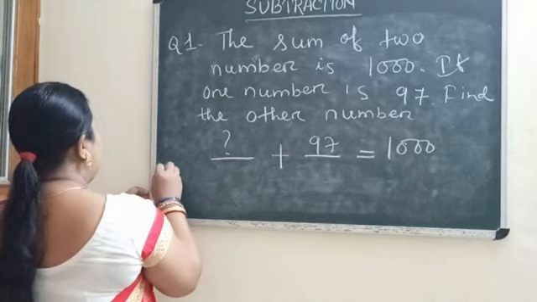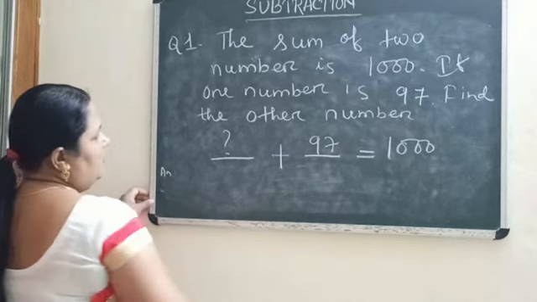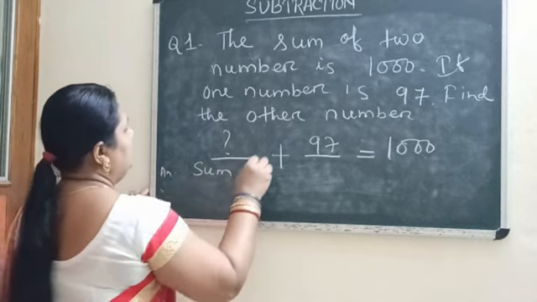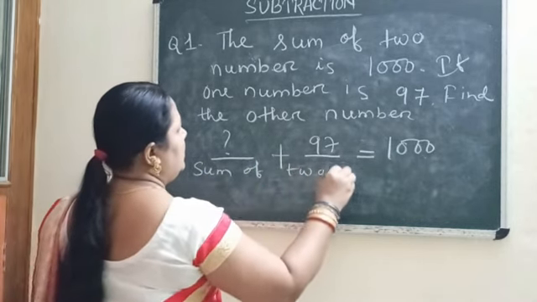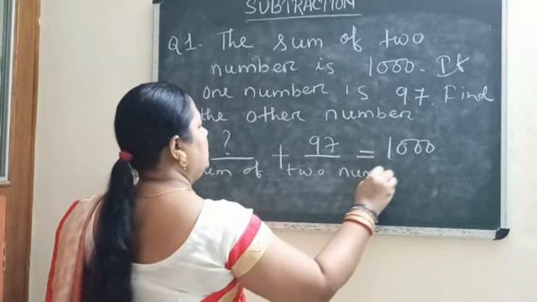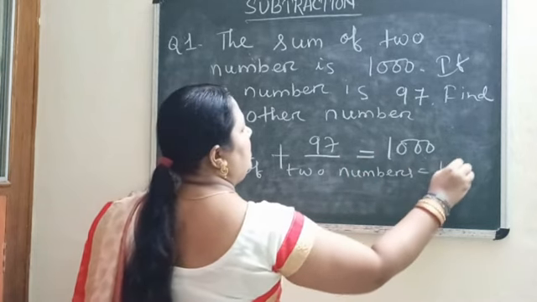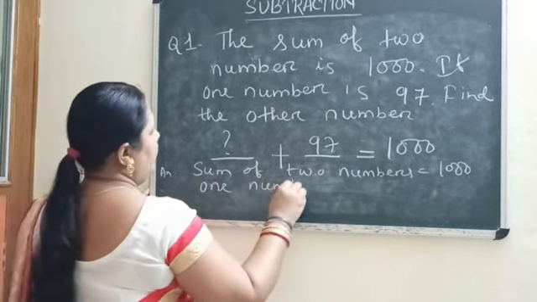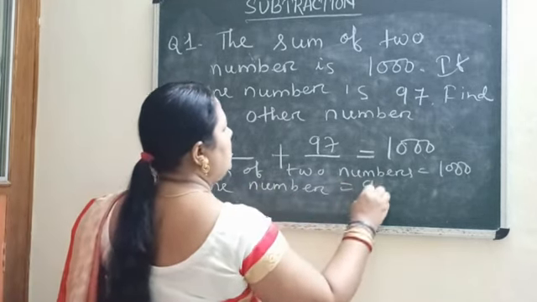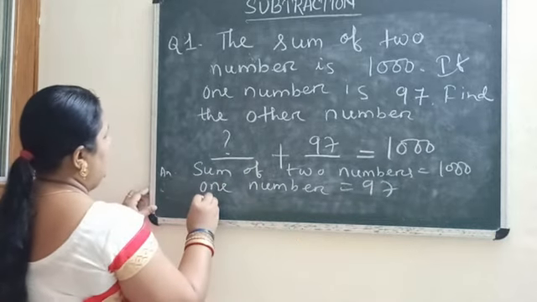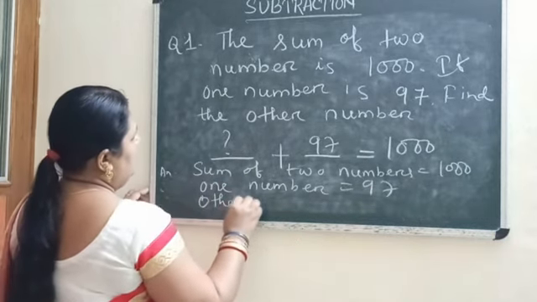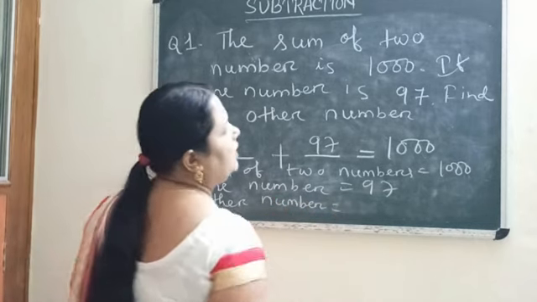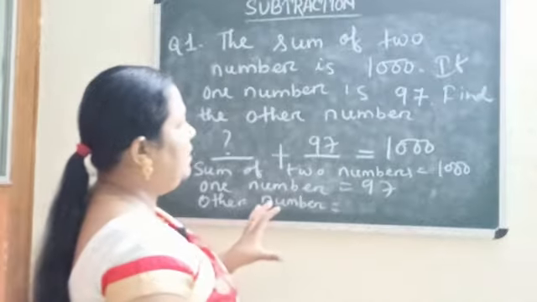Then what to do? You have to write the statement. What statement will you write? Sum of two numbers equals 1000. One number equals 97. Then other number equals, what to do? Think and tell me what to do.